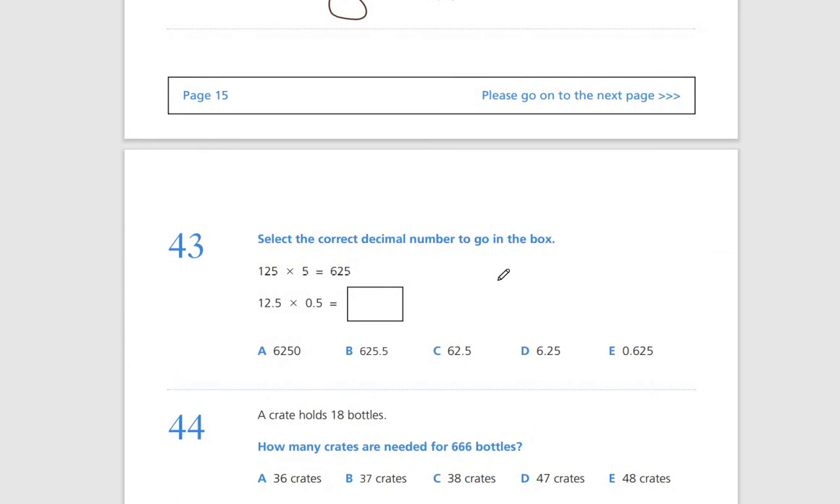43. Select the correct decimal number to go in the box. 125 times 5 is 625. 12.5 times 0.5 equals what? Well, 125 is divided by 10 to get 12.5, and 5 is divided by 10 to get 0.5. So if we do 625, we divide it by 100, because we divided by 10 and divided by 10, which is divided by 100. Giving us a total of 6.25.